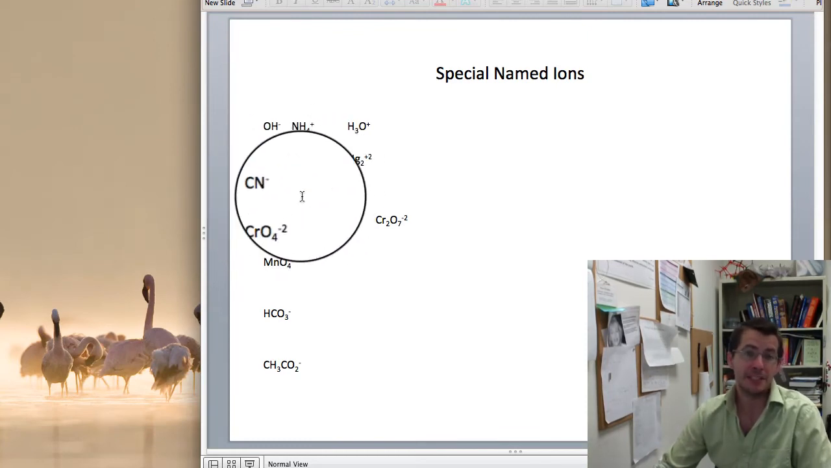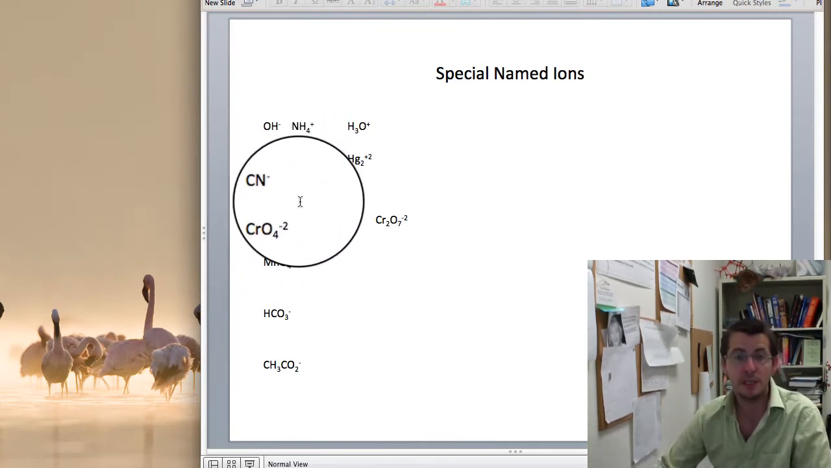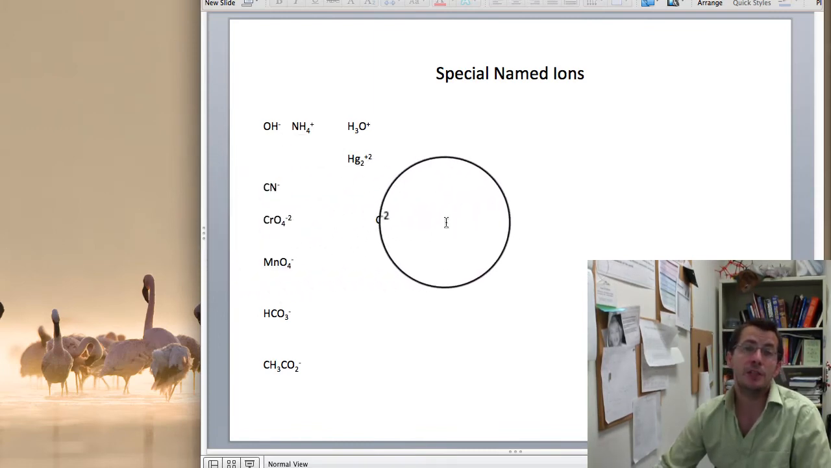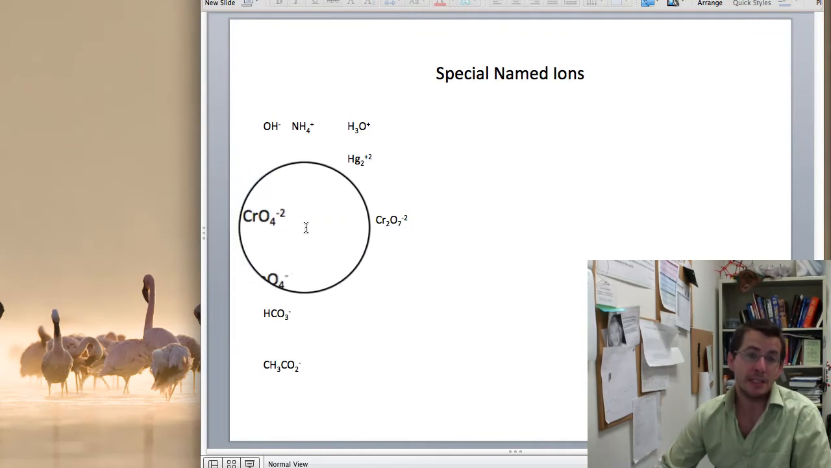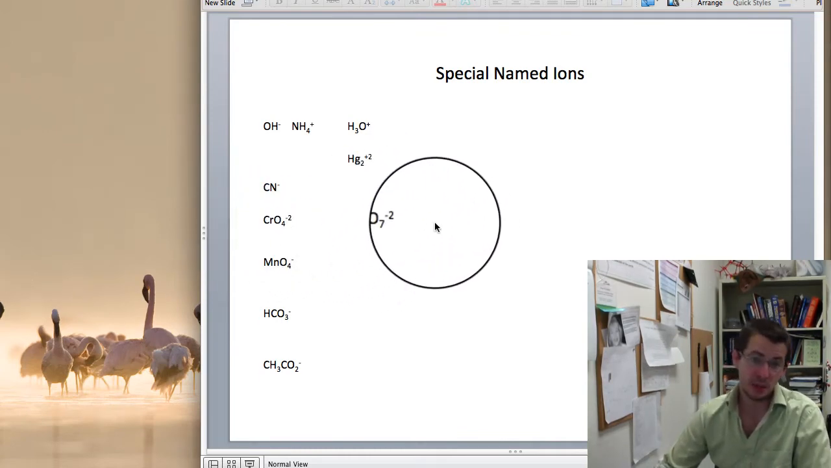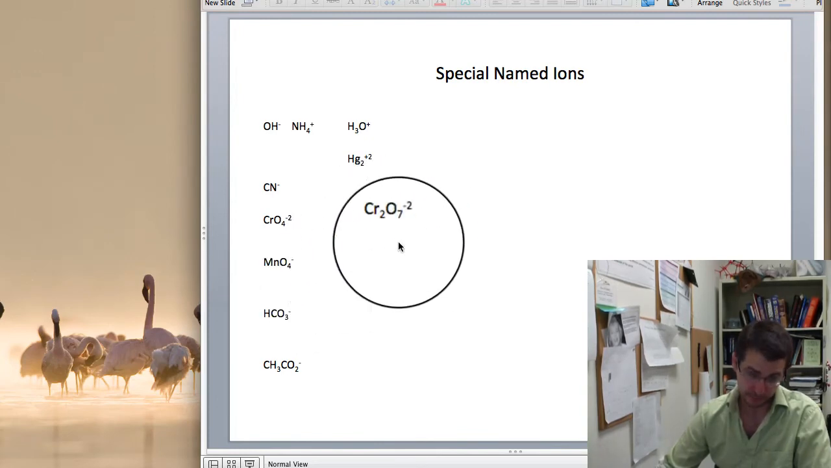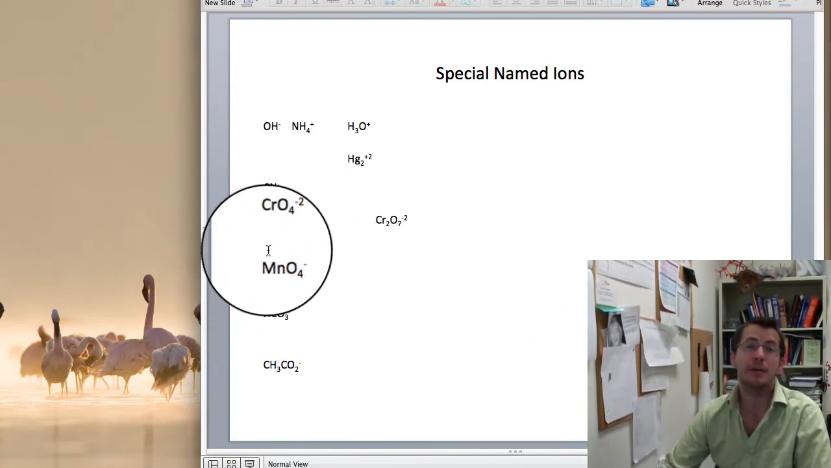We also have the cyanide ion, CN-, one of the common poisons. Then we have these two chromium derivatives, chromate, CrO4 2-, and dichromate, Cr2O7 2-. They show up a lot in the lab, very common use in the lab.